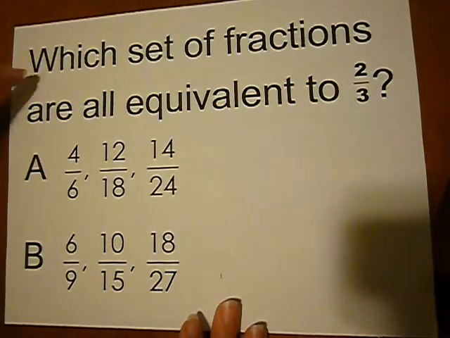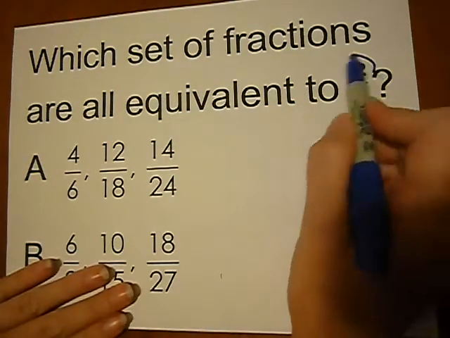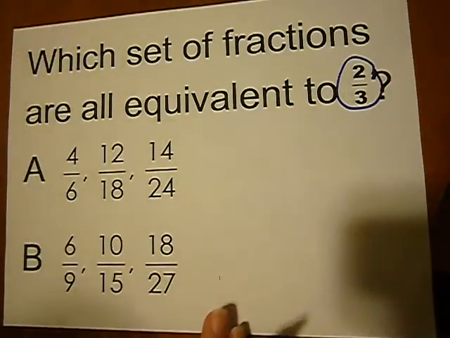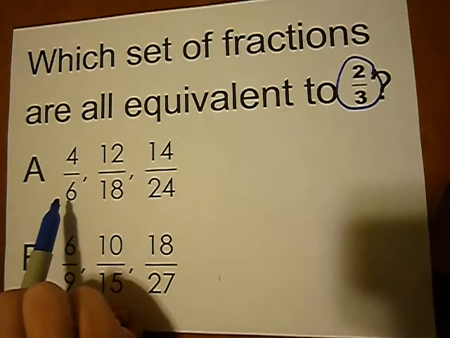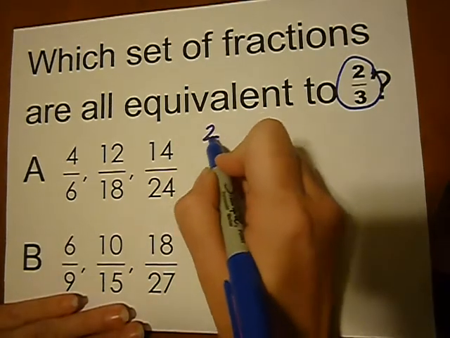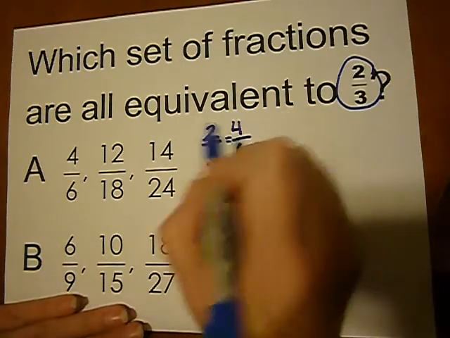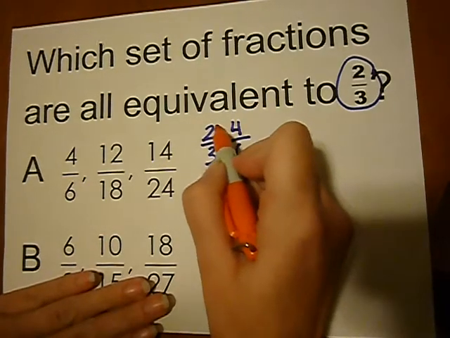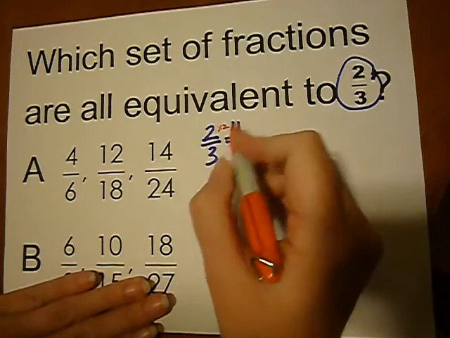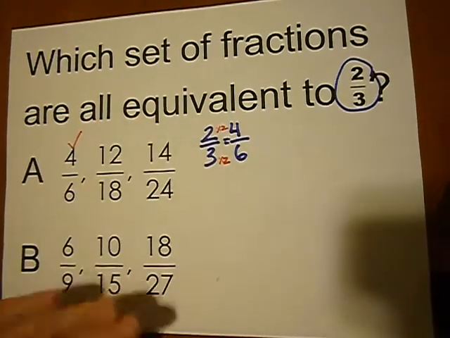So here's our first problem. Which set of fractions are all equivalent to 2/3? So I need to test these with 2/3 to see what the multiplier would be. So then my first fraction here in option A is 4/6. So I take 2/3 and 4/6, and I check to see what the multiplier would be. So that would be times 2. 2 times 2 is 4, and 3 times 2 is 6. So this one is equivalent.